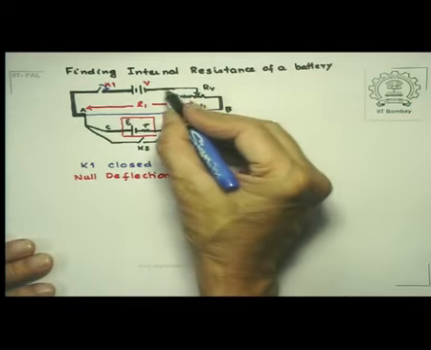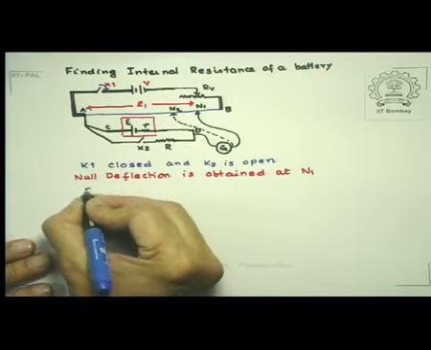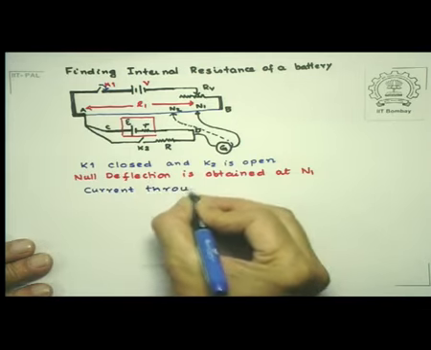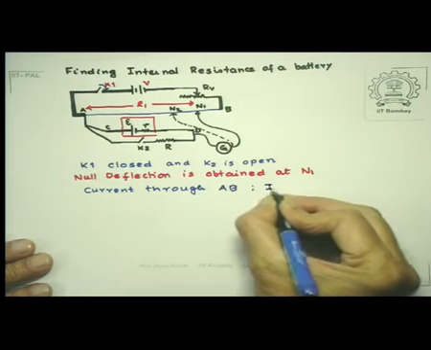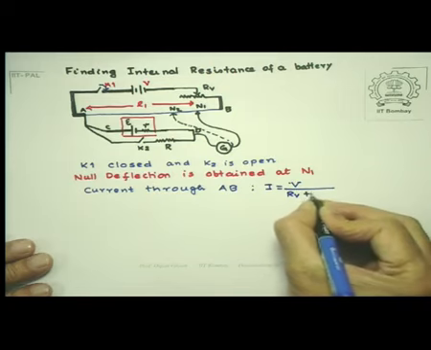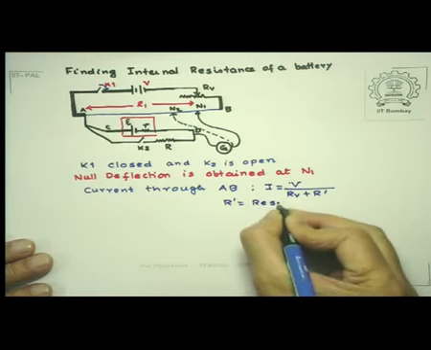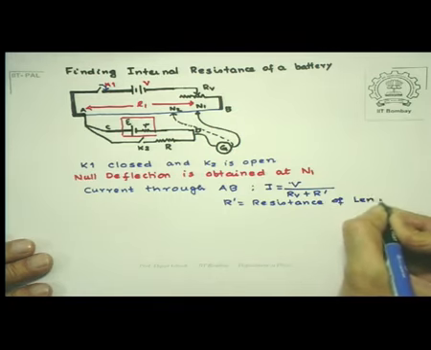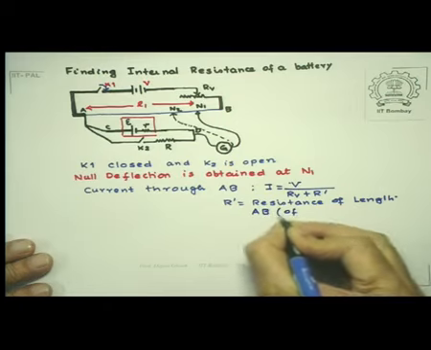Now notice that this battery is providing a constant current I. So current through the wire AB is given by I equal to V divided by RV, that is the variable resistance, plus R prime, where R prime is the resistance of the entire length AB of the wire of length, let us say L.